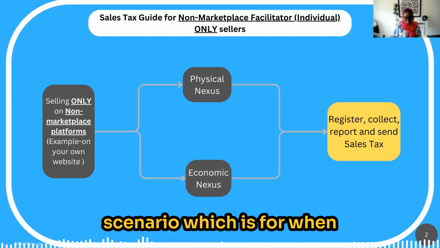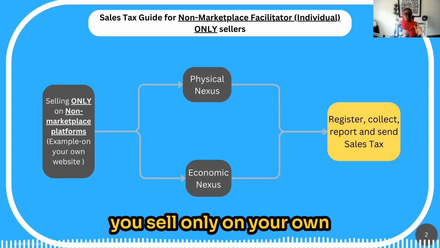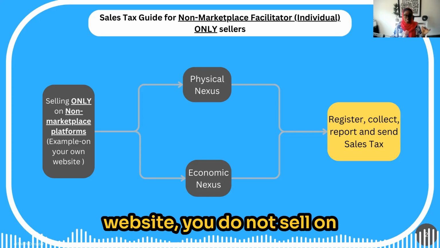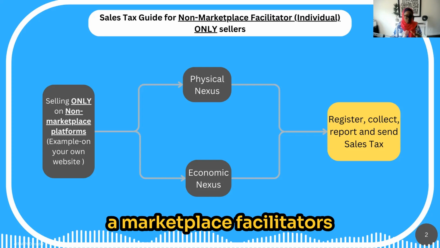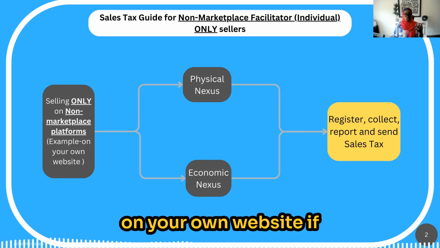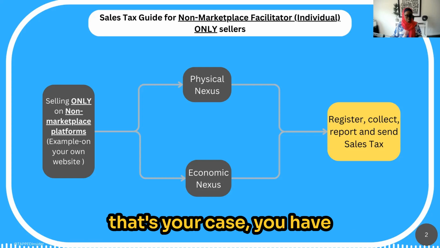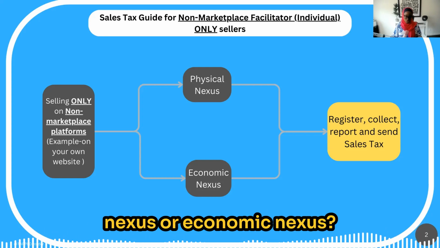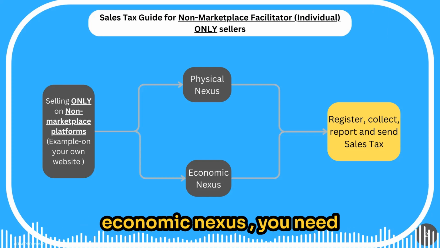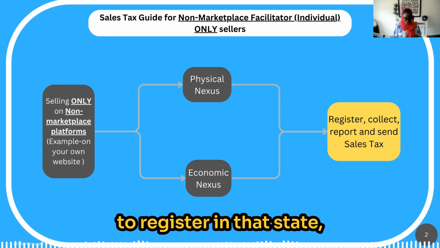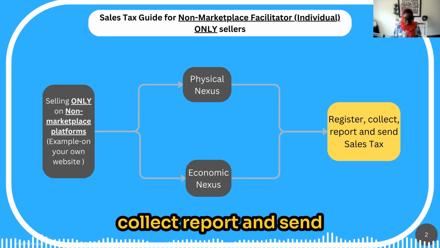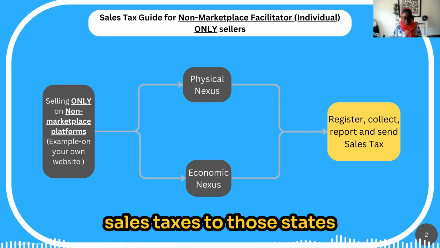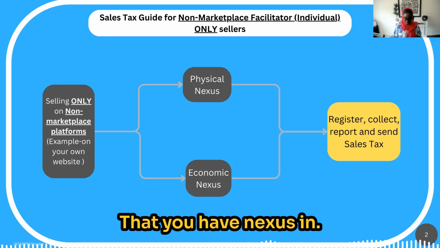Let's move on to the next scenario, which is for when you sell only on your own website. You do not sell on a marketplace facilitator's platform. You only sell on your own website. If that's your case, you have to ask, do I have physical nexus or economic nexus? If you have physical or economic nexus, you need to register in that state, collect, report, and send sales taxes to those states that you have nexus in.